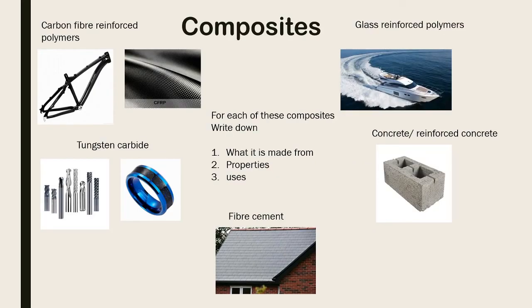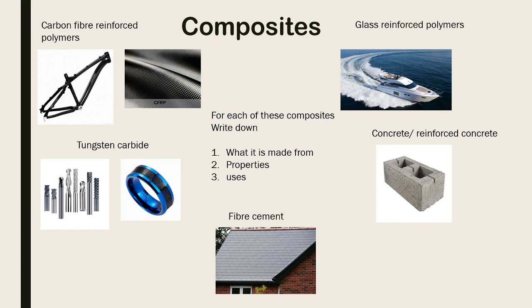The most common composites you'll come across are things like carbon fiber or carbon fiber reinforced polymers, glass reinforced polymers, concrete or reinforced concrete, fiber cement, and tungsten carbide. Carbon fiber is really, really commonly used in things like F1 cars and racing bikes. Glass reinforced polymers are really common in things like luxury yachts. Concrete and reinforced concrete obviously is used in construction.